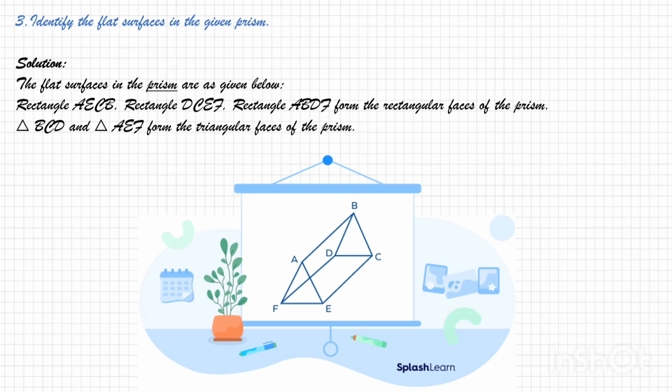3. Identify the flat surfaces in the given prism. Solution. The flat surfaces in the prism are as given below. Rectangle AECB, rectangle DCEF, rectangle ABDF form the rectangular faces of the prism. BCD and AEF form the triangular faces of the prism.